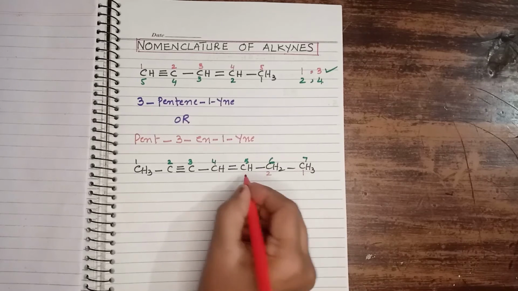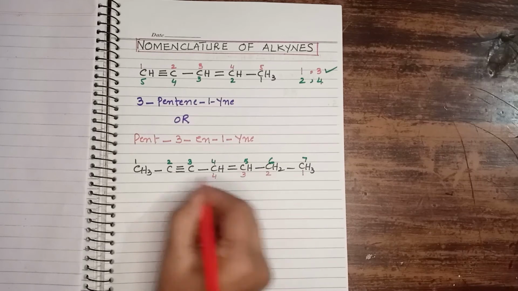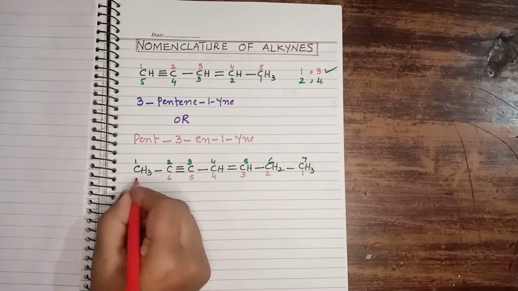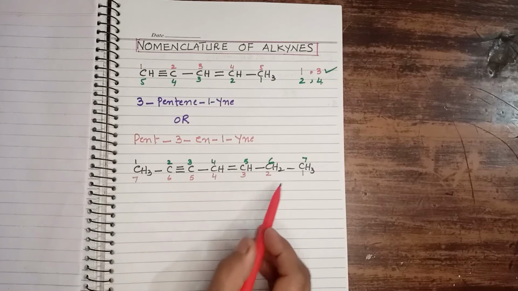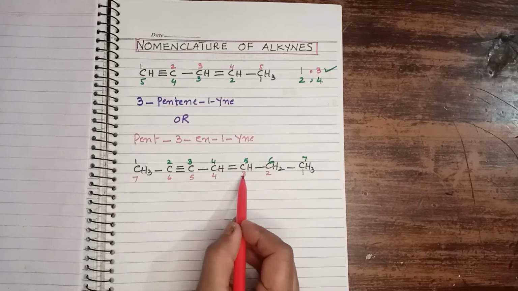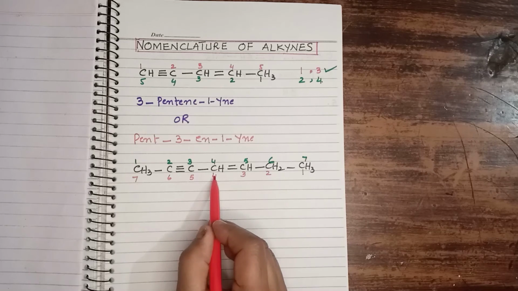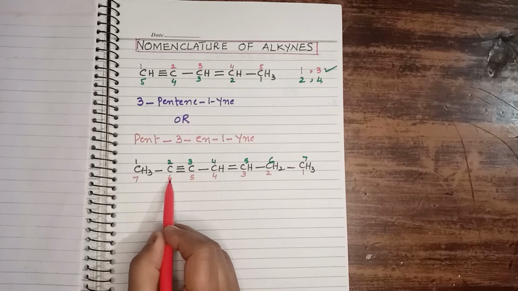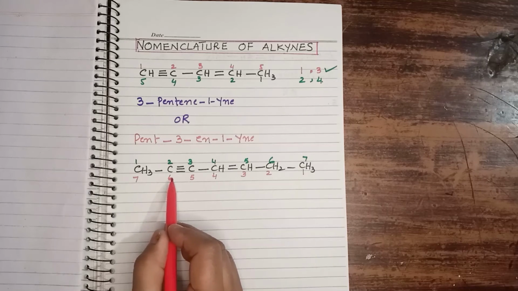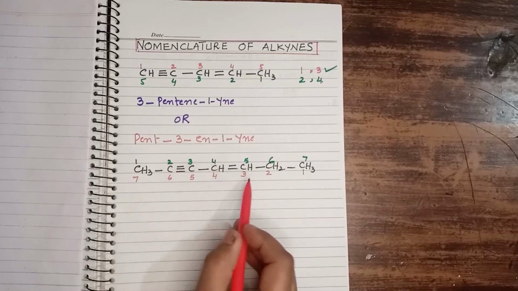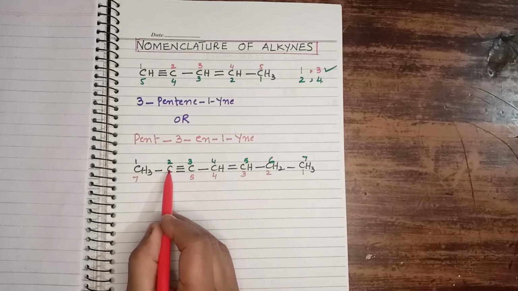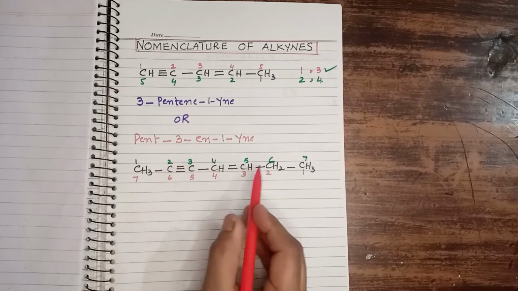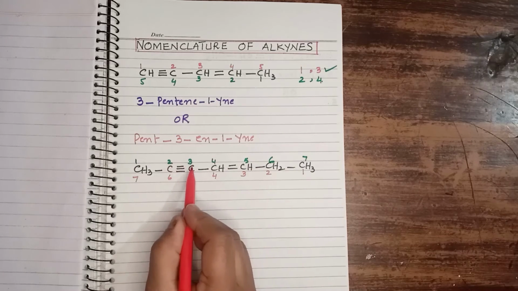1, 2, 3, 4, 5, 6, 7. Here you can notice, students, double bond is present between carbon number 3 and carbon number 4, while triple bond is present between carbon number 5 and carbon number 6. So which is the lower number? 2 is lower than 3. Since triple bond is formed by carbon number 2 and carbon number 3.